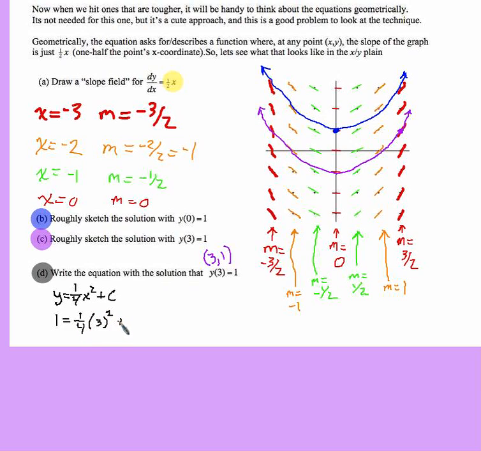I square that, and we add c to that, and then I have one equation with one unknown, and I can solve this. This is going to be 9/4 here. I subtract 9/4 from both sides, and we're going to end up with c is equal to -5/4. So algebraically, the equation that I'm looking for here in D is y is equal to 1/4 x squared plus -5/4.